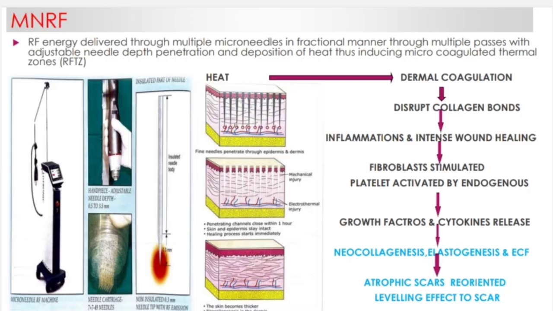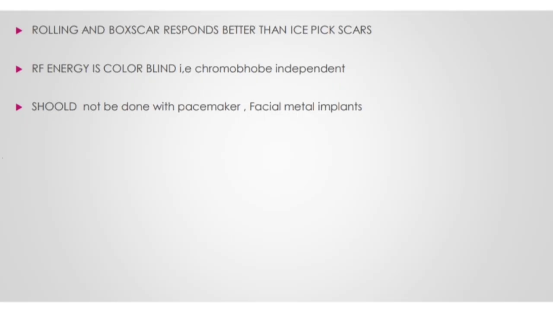In this method, multiple passes are given to cover the entire dermis, with the first pass usually at a deeper level than the subsequent ones and with less exposure time and power. Rolling and boxcar scars respond better than ice pick scars, and this procedure is usually done once in 4 to 12 weeks. 3 to 5 sessions are required depending upon the improvement.